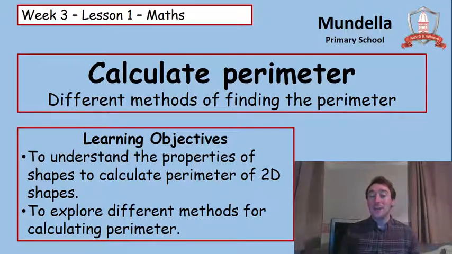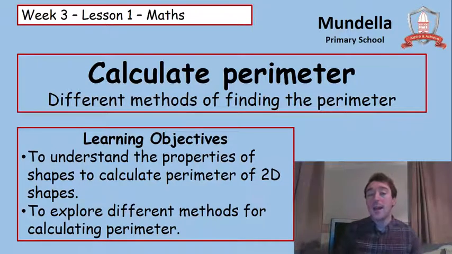And again we're going to look at how to calculate perimeter. We're going to look at the different methods there are of finding the perimeter. Okay, our learning objectives will be to understand the properties of shapes, to calculate perimeter of 2D shapes, and to explore different methods for calculating perimeter.